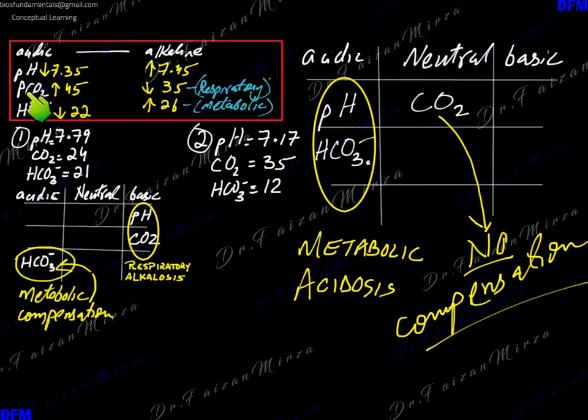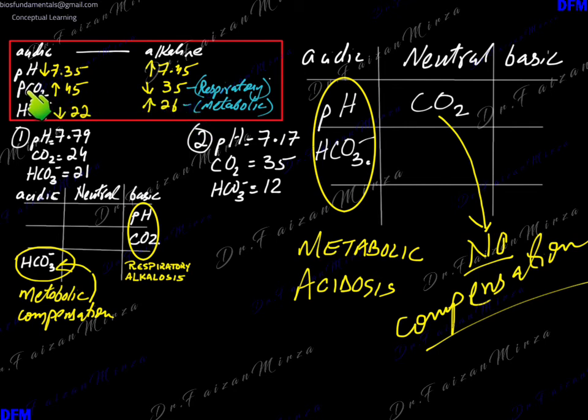PCO2 is how much carbon dioxide is present in the body. So if it goes above 45, the body is going into acidosis. If it's going below 35, the body is going into alkalosis. Anything in between is normal. Similarly, for bicarbonate ion, if the value drops below 22, the body will go into acidosis, and if the value rises above 26, the body will go into alkalosis.